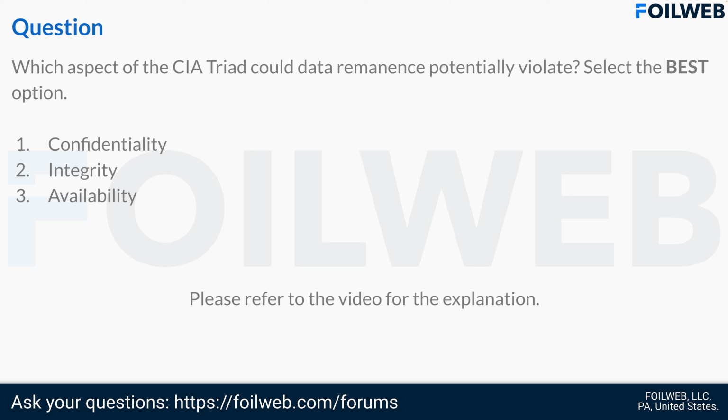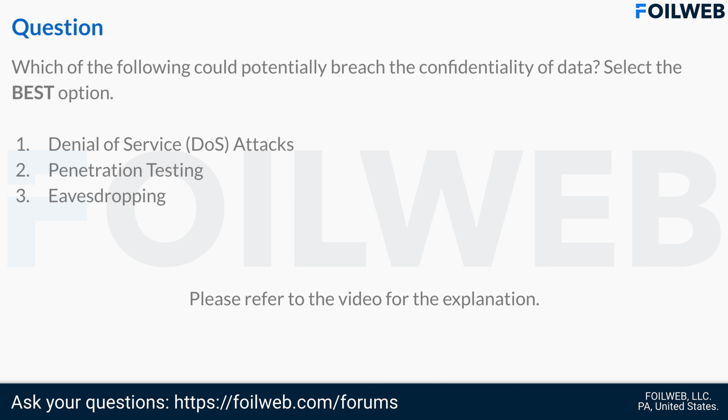Which aspect of the CIA Triad could data remanence potentially violate? Now, this is an important topic to know. Data remanence is the residual representation of digital data that remains after attempts have been made to erase the data. In other words, it could potentially violate the confidentiality of such data. So option number 1 is the best answer choice for the question. Let's look at the next question now.